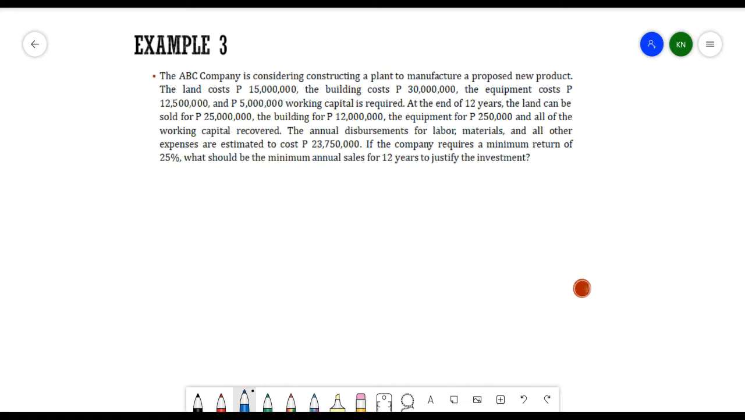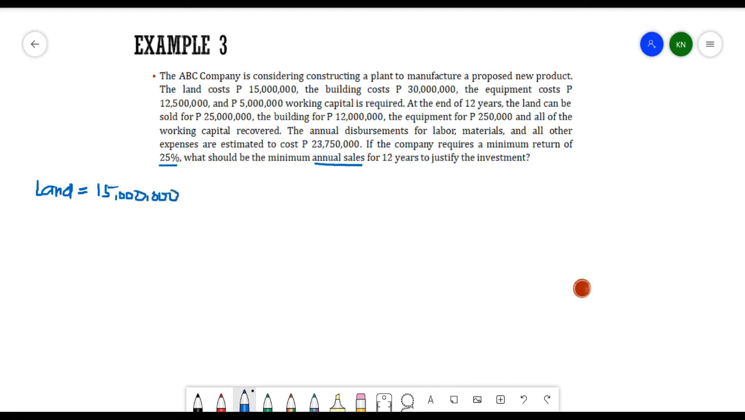23,750,000. If the company requires a minimum return of 25%, what should be the minimum annual sales for 12 years to justify the investment? So we are looking for the annual sales. So now we'll just identify the given values that we have. So again, we have the land. The land is said to be 15 million pesos.